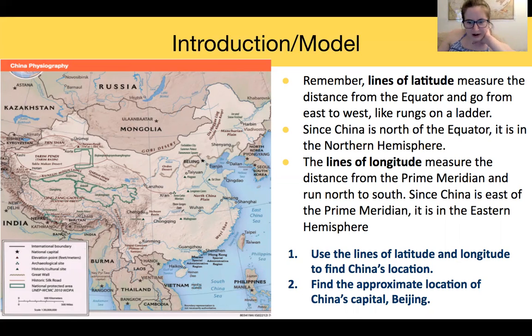Let's see if we can find the approximate location of China's capital, Beijing. Well, when I looked at the lines of longitude and latitude, I saw that China's capital, Beijing, is approximately 40 degrees north and 116 degrees east. You might remember from an earlier unit in social studies that lines of latitude and longitude help us describe location. So we were able to describe the location of China and China's capital.